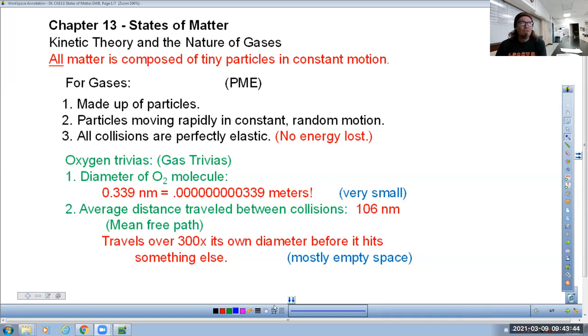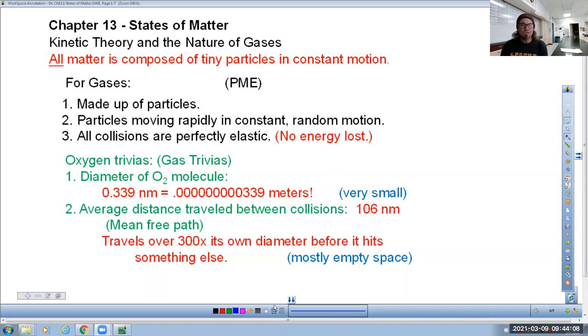And there we go. All right, now as you start copying down this slide here, I want to point out that you don't really need the oxygen trivias that are listed here. There's no time that I'm going to test you on telling me the diameter of an oxygen molecule. There's no time where I'm going to ask you to tell me how fast it's traveling or how far it travels before it collides with another oxygen molecule.